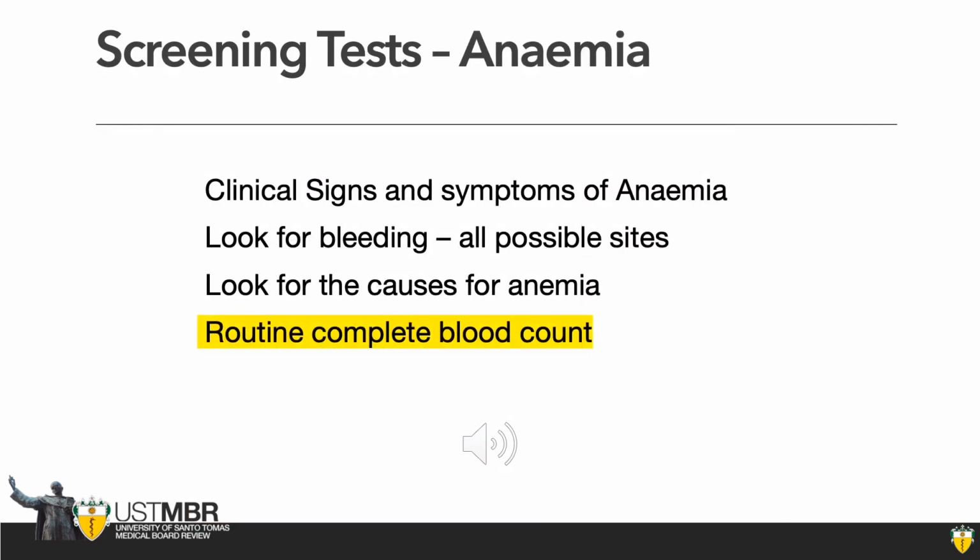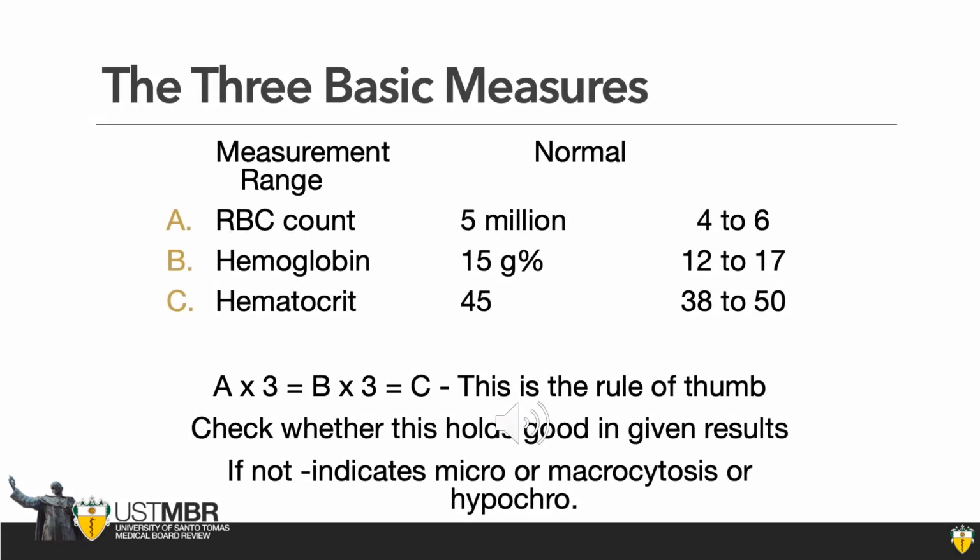Since time immemorial, the screening tests for anemia have not changed. Fortunately, they are all readily available and inexpensive. So the first would be to confirm anemia, you have the routine complete blood count. The three basic measurements for anemia are red blood cell count, hemoglobin, and hematocrit, and these are the normal ranges.